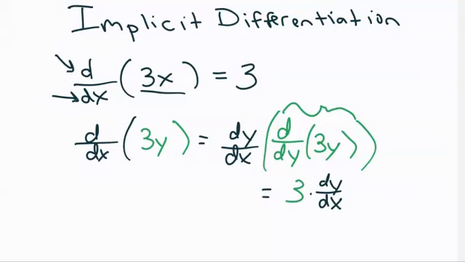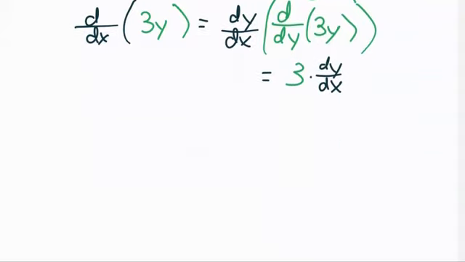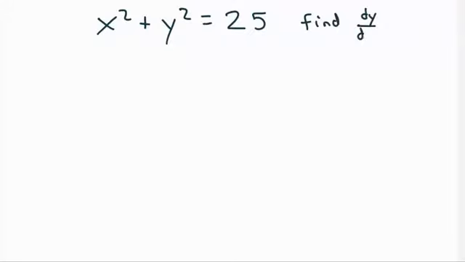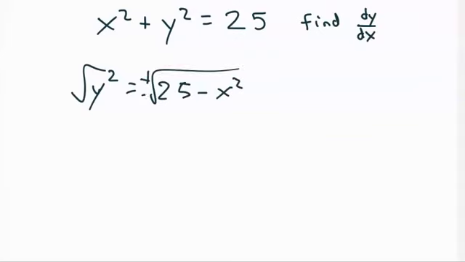So let's look at an example of how we would actually use this. So let's say we had, and this is an equation of a circle, x squared plus y squared equals 25, and we want to find dy dx. So if we had this whole thing solved for y, in fact, you can probably see it really quick. We'll do it just so we can see what would happen. If we get y by itself, and then take the square root of both sides, and then it splits into 2 because of the plus minus.